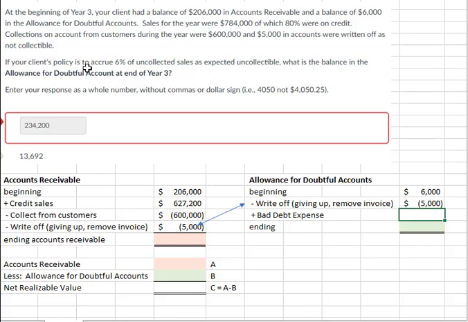All right, the client's policy is to accrue 6% of uncollected sales, which is accounts receivable, as the expected uncollectible. Now, notice they don't say as bad debt, as the expected uncollectible. So that's this here. This is the ending balance in the allowance, what's been set up to handle future write-offs. So they want this number to be 6% of uncollected sales. So that's 6% of ending accounts receivable. What is the balance in the allowance? Okay, so let's get ending accounts receivable. And now this target ending should be this times 6%. All right, good luck.